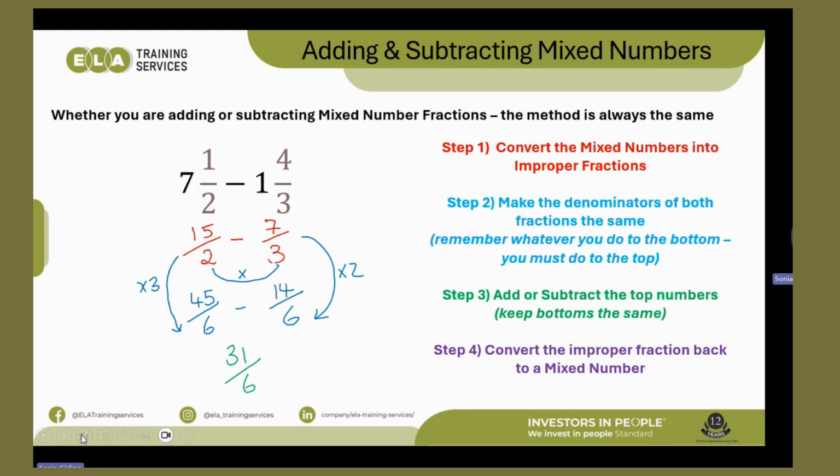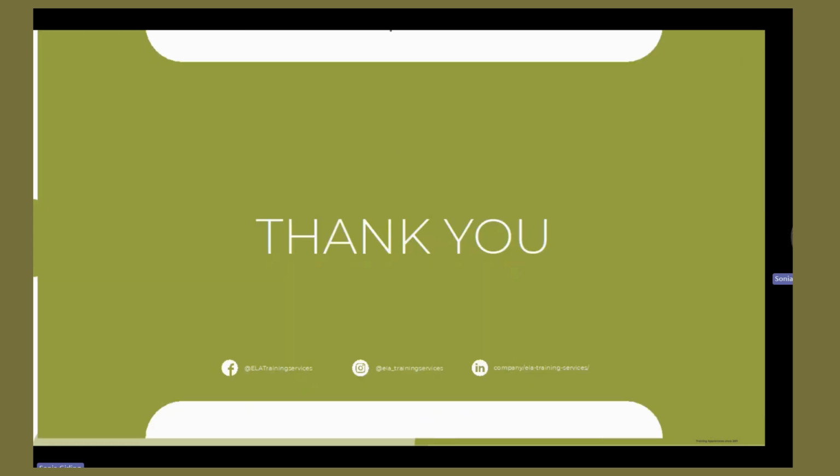How many 6s in 31? 6, 12, 18, 24, 30. So we've got 5 and 1/6. And that is how we complete calculations with adding and subtracting fractions.